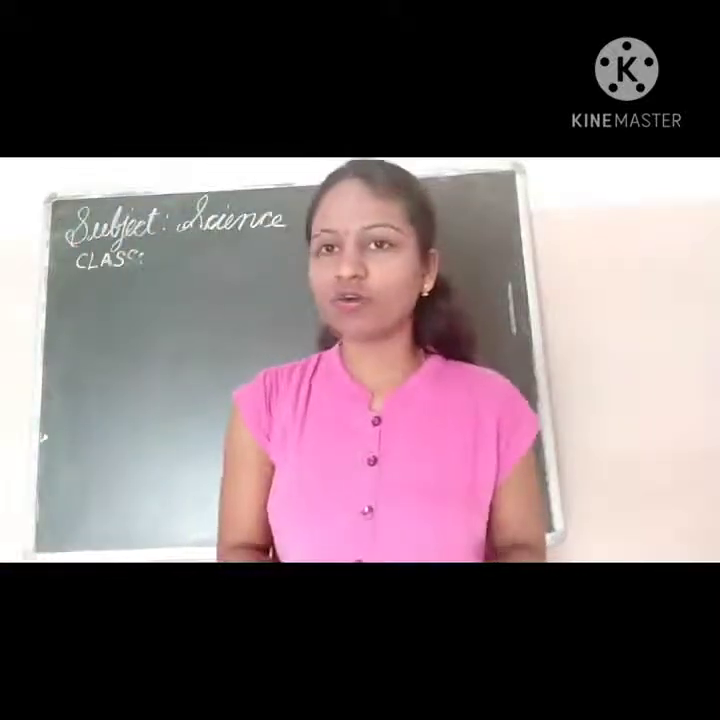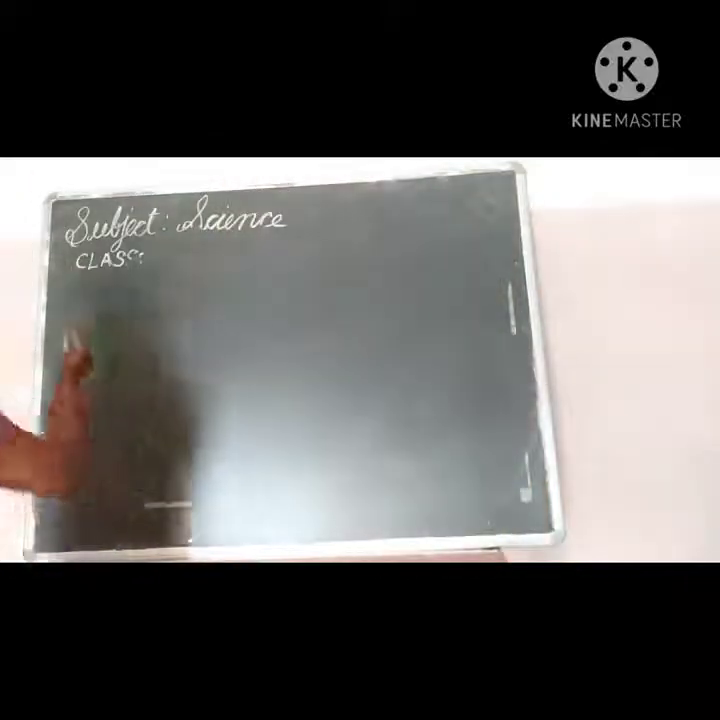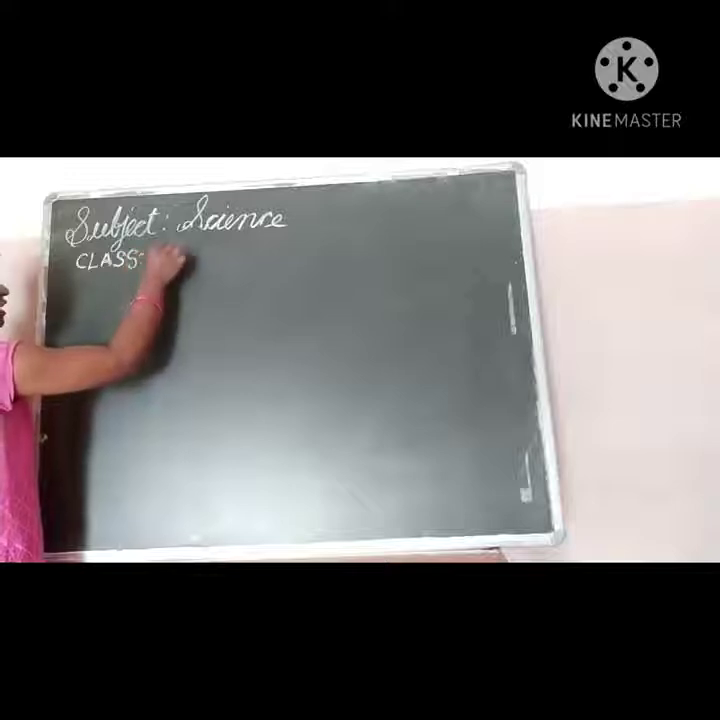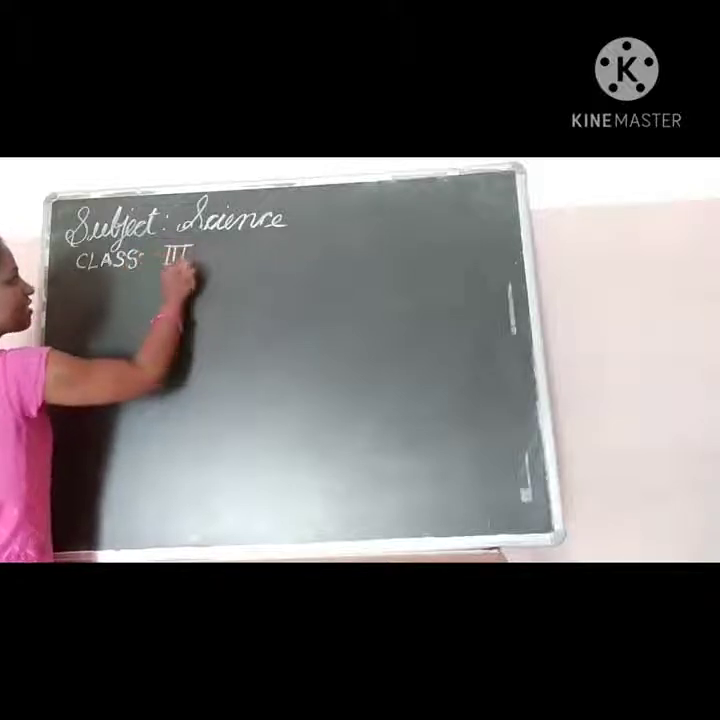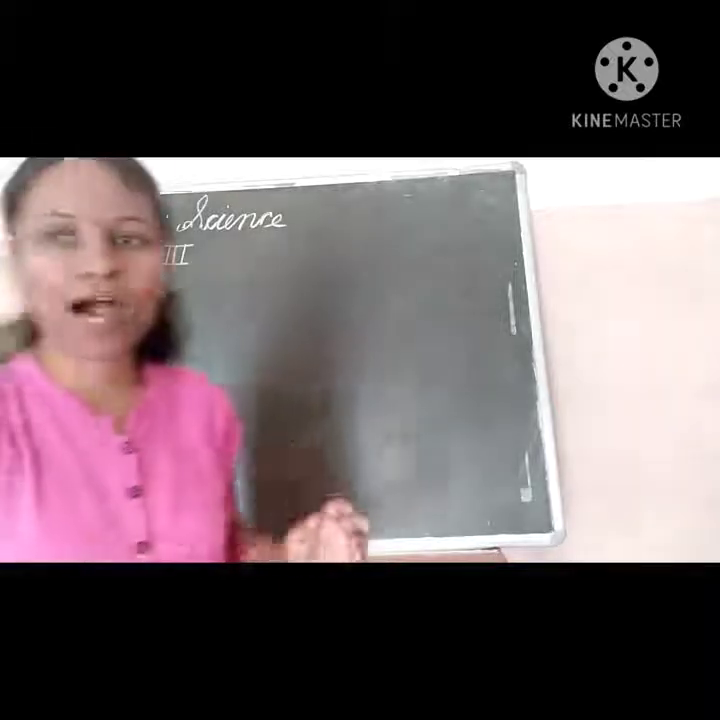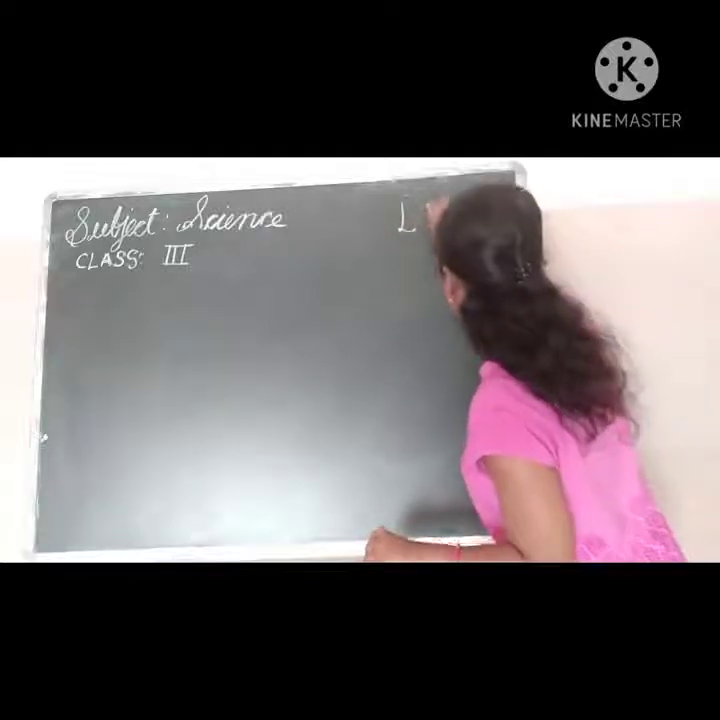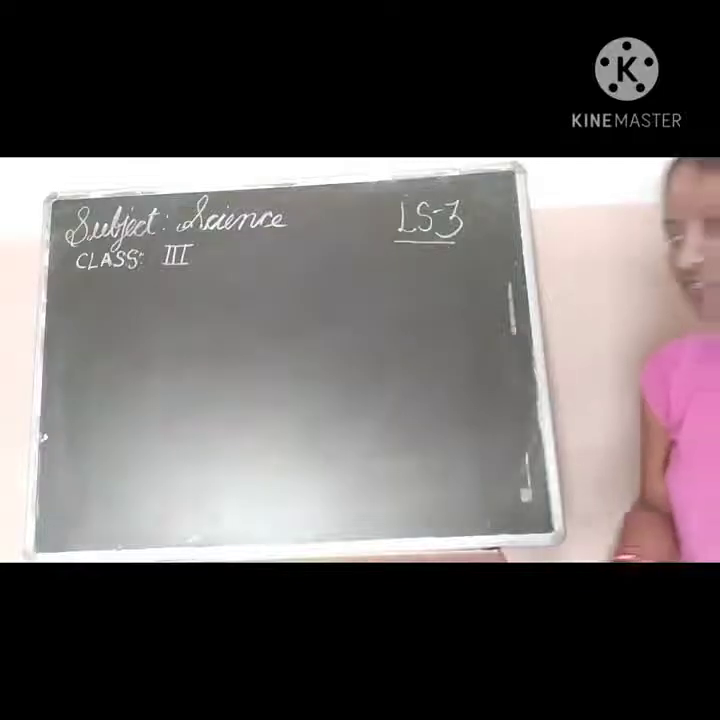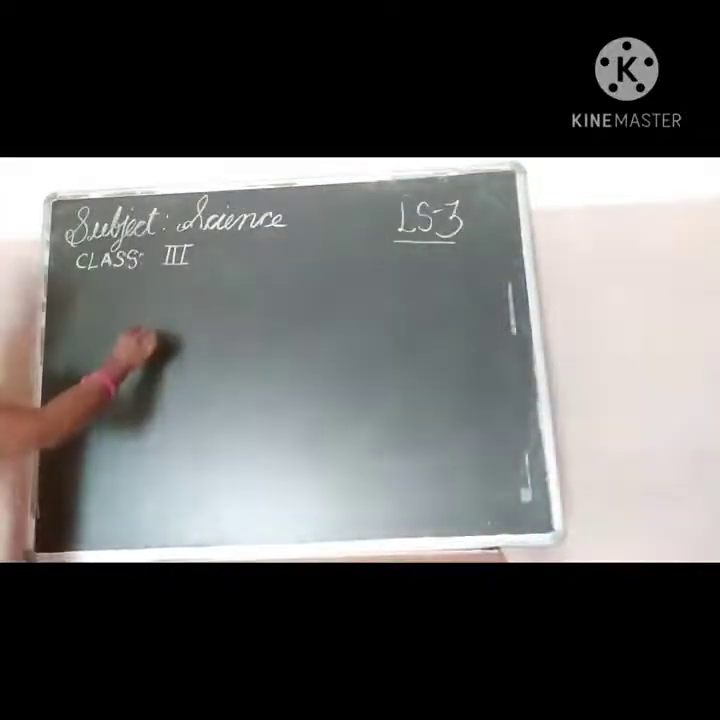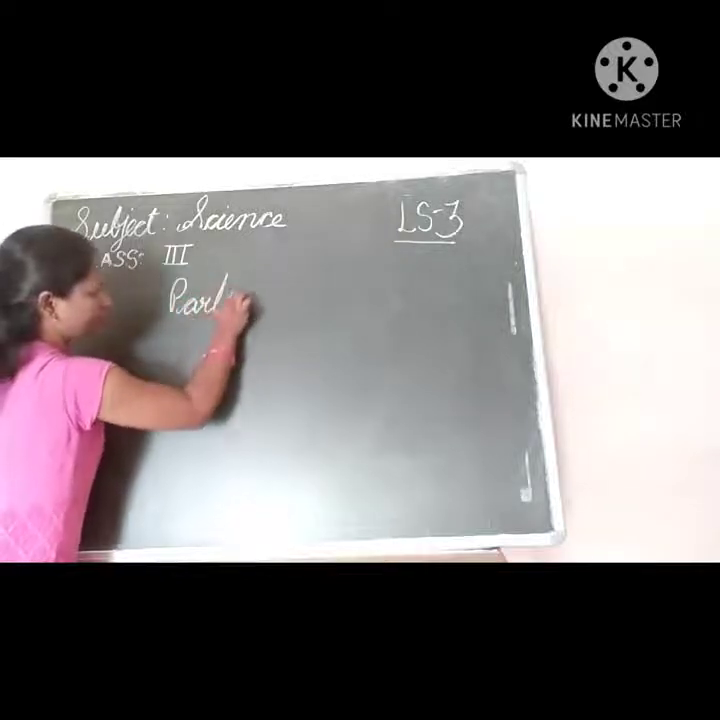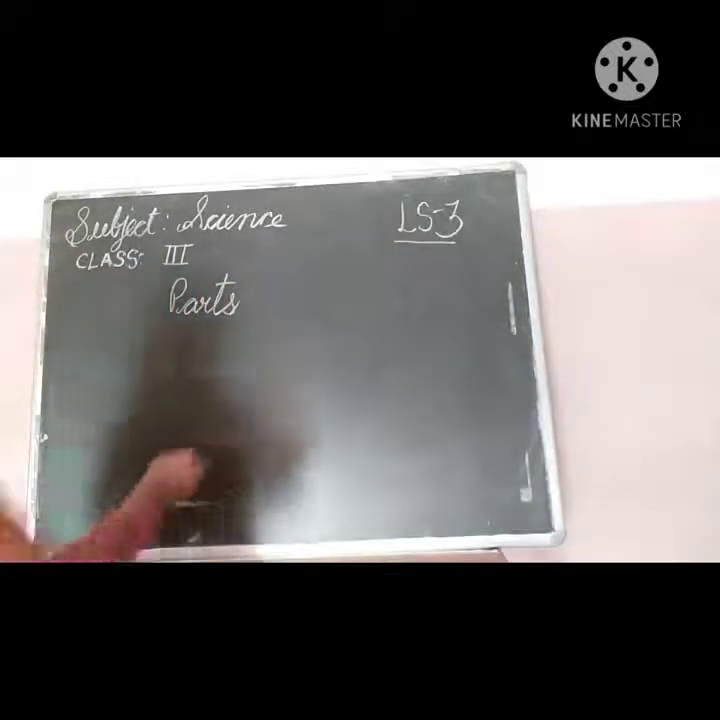Okay children, in science, today I am going to talk about our lesson. The class is third class, and what is our lesson, children? Our lesson name is Parts of a Plant. Our lesson number is 3. What is the name of the lesson, children? The lesson is Parts of a Plant.